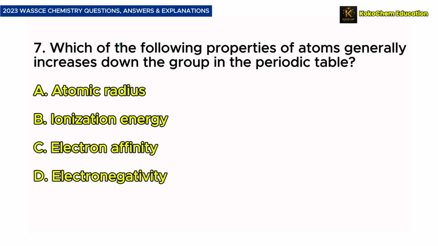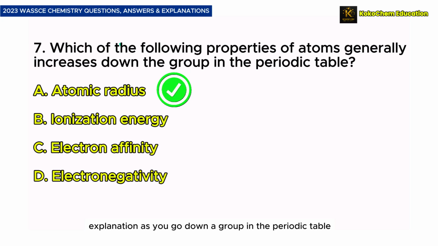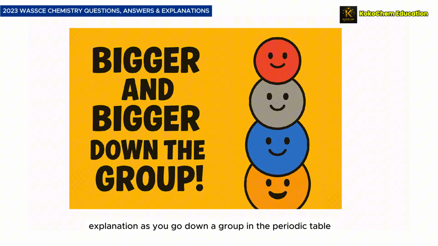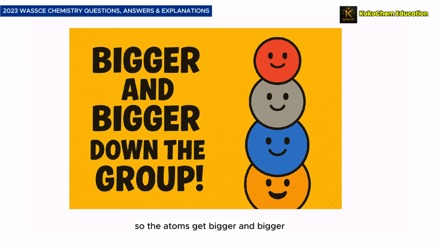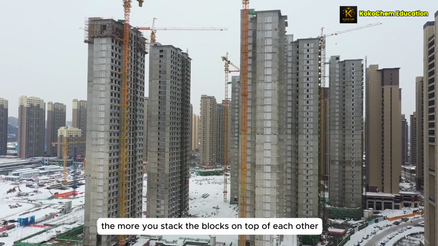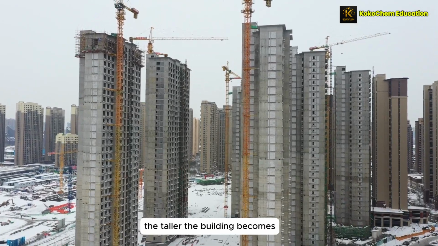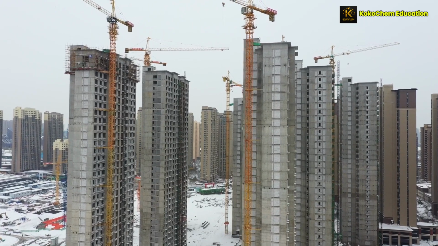The correct answer is A. Atomic radius. Explanation: as you go down a group in the periodic table, each new element adds a shell. The more shells you have, the bigger the size becomes. So the atoms get bigger and bigger. It's just like stacking blocks on a building. If you are building a house, the more you stack the blocks on top of each other, the taller the building becomes.